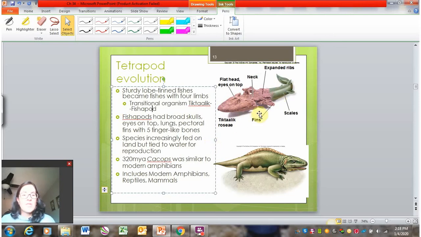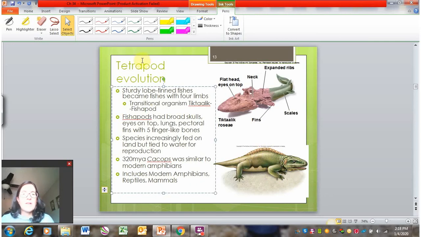So why would these traits have arisen? Well, this was an organism that was probably living on both land and water. So they were probably accessing food on land, but probably still reproducing in water. And so they were retaining the ability to live in both spaces. In the fossil record, we find this organism around 320 million years ago. And this is what looks very much like a modern amphibian.